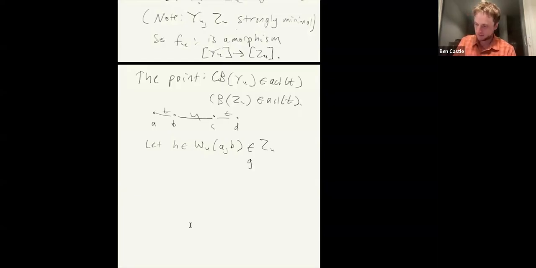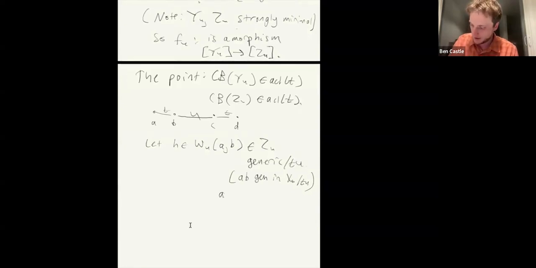And it's in fact generic in ZU over TU. Okay, why? Because by the way I built these things, AB is generic in XT over TU. And then H is just like in finite correspondence with T. It's interalgebraic. So AB is interalgebraic with H. And I'll put TU there to denote that's over the parameter set TU. Okay, so this H has dimension 1 over TU. It's a generic point of ZU over TU.